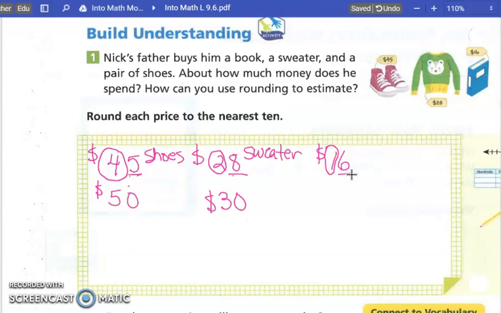Vivian, can you tell me if 6 is 5 or greater? Like, is it 5, 6, 7, 8, or 9? Yes, it's greater than 5, right? So that's going to make our tens place go to what? 1 more. So 1 more than 1 is 2. So the book is about $20. Now, it says about how much money does he spend? How can you use rounding to estimate? Well, we just showed how we use rounding to estimate.